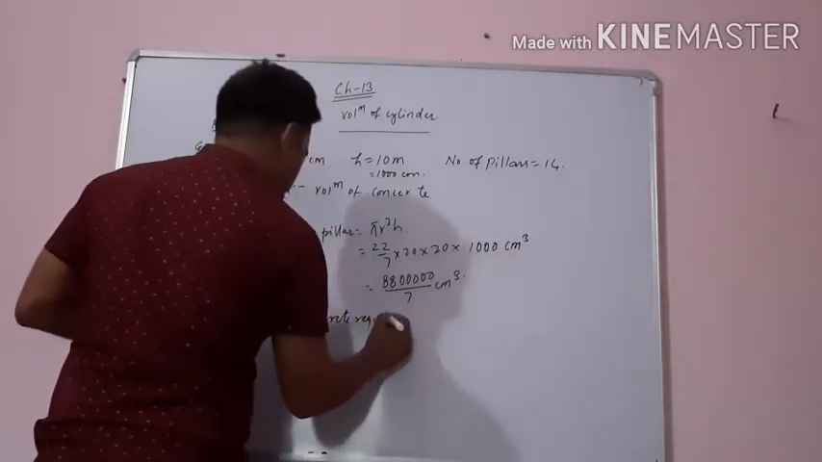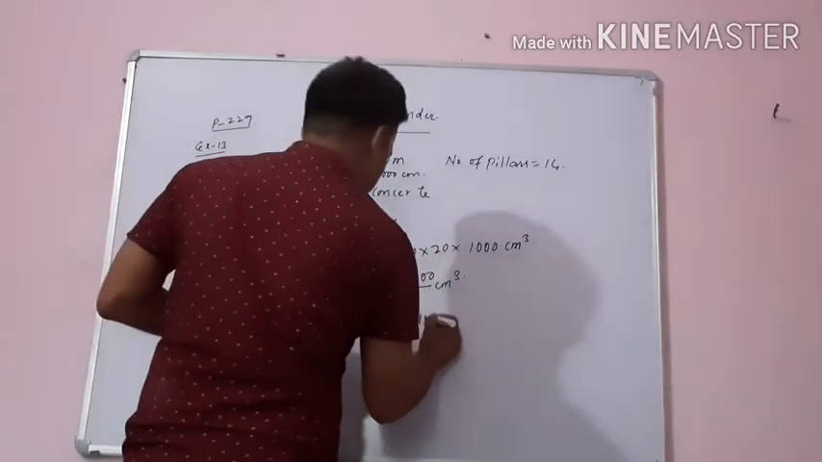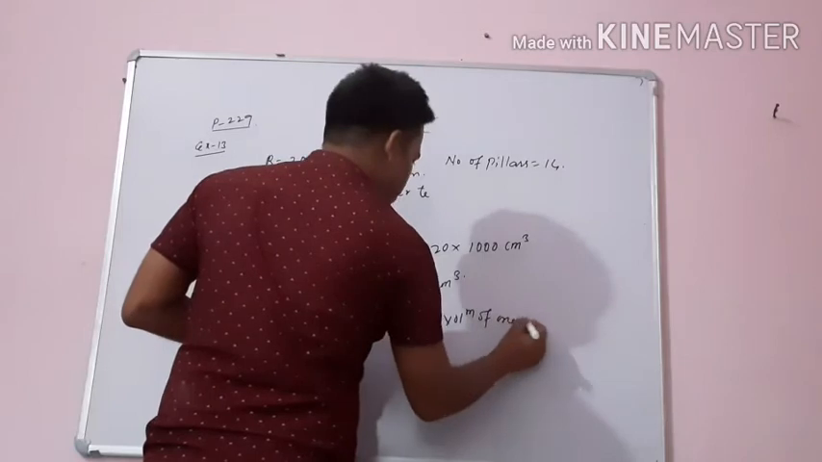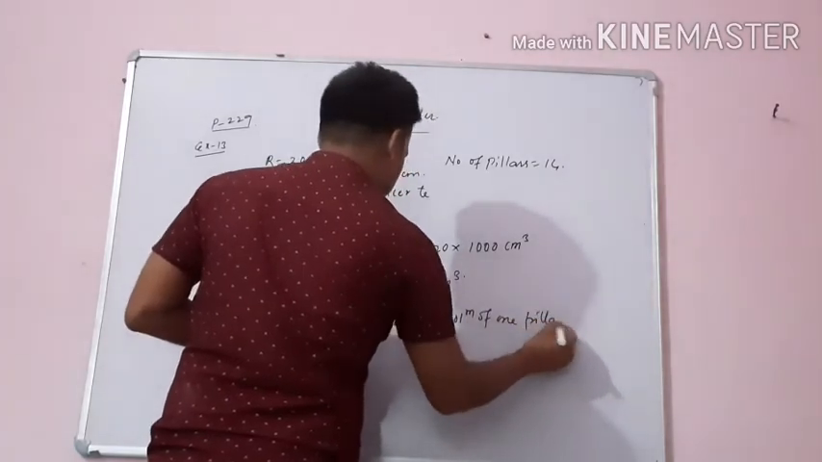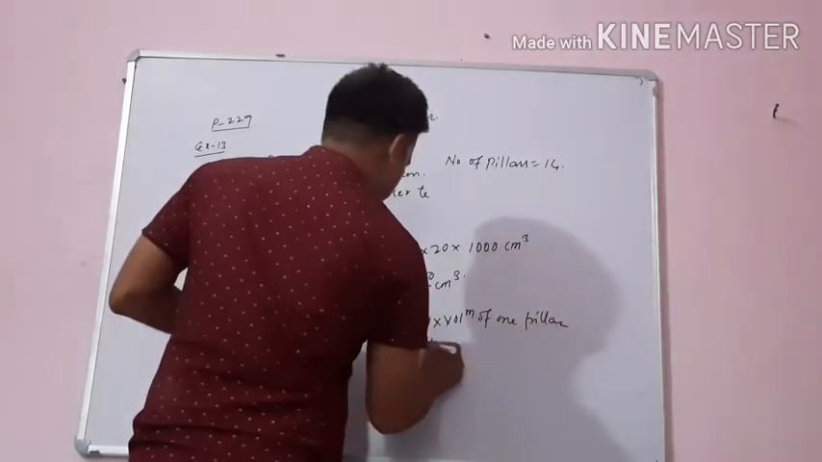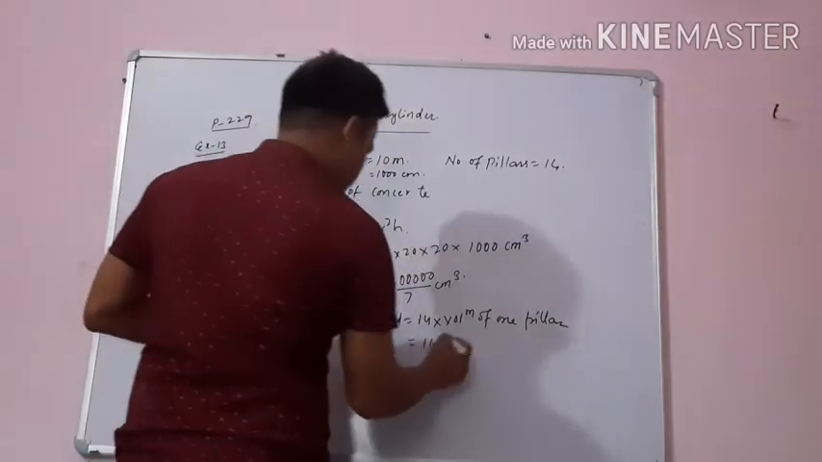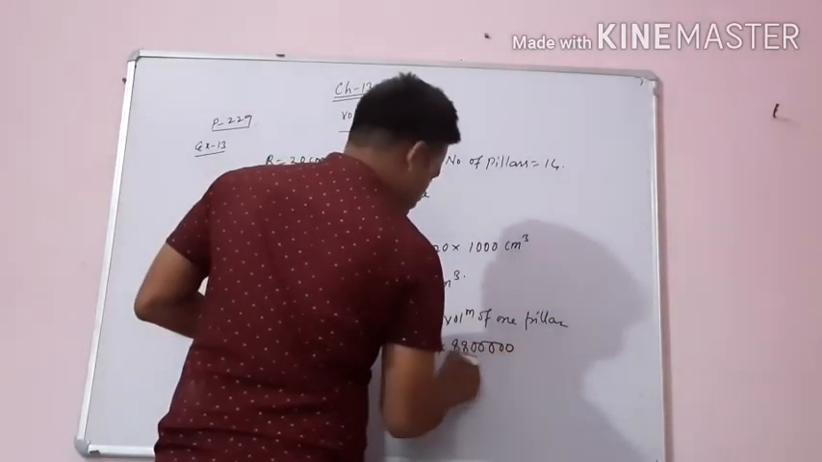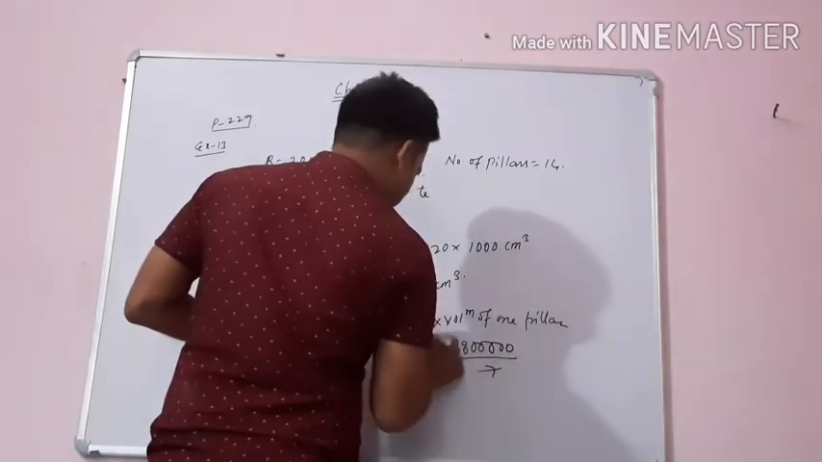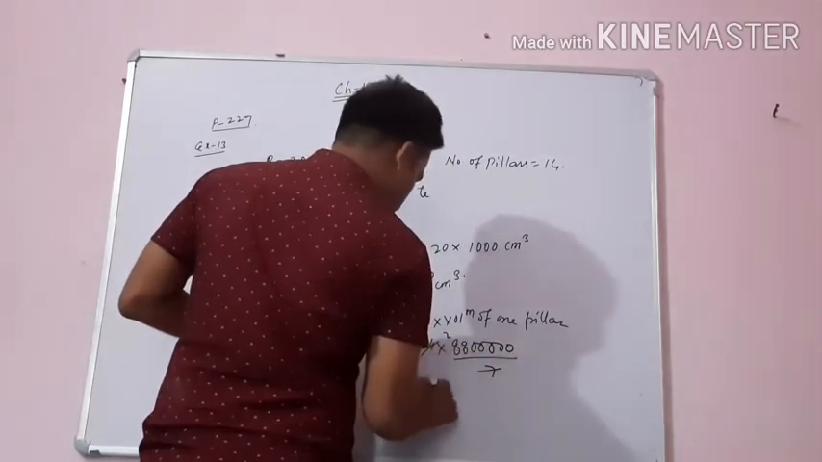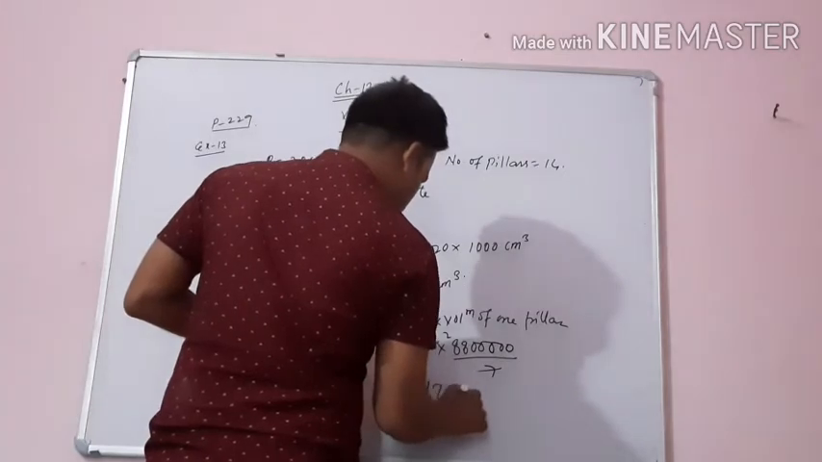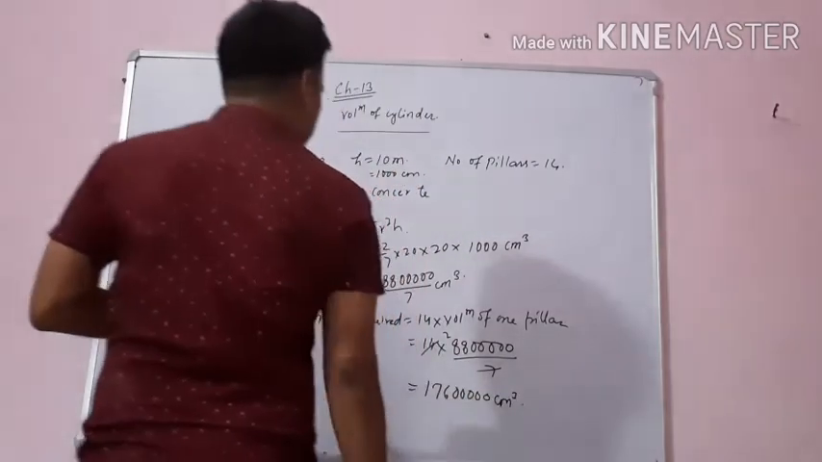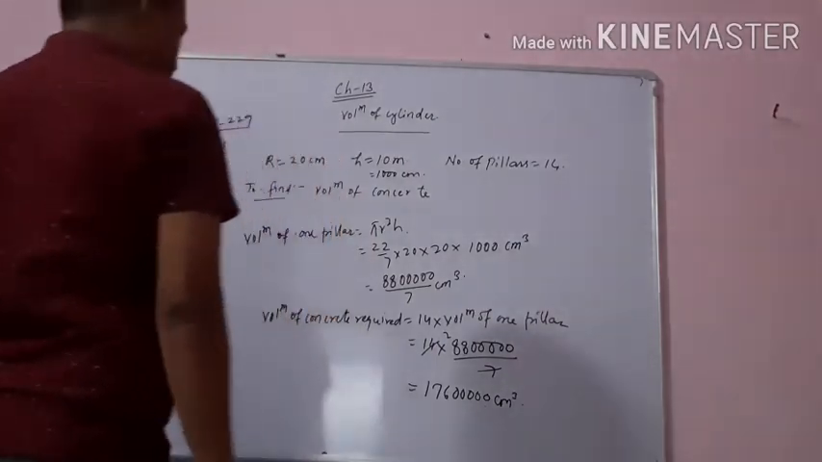Now volume of concrete required equals 14 multiplied by volume of 1 pillar. 14 multiplied by 88000 upon 7, it will be cancelled out. Now 176000 centimeter cube.